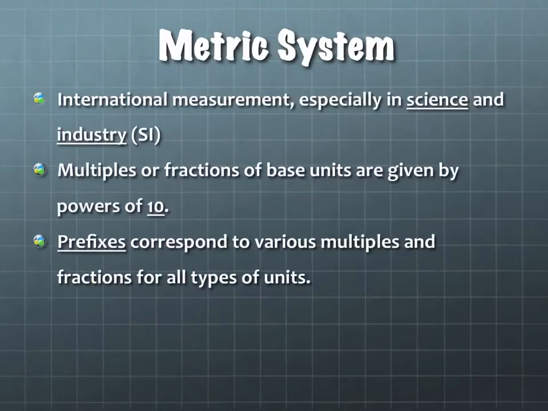Okay, so let's look at the metric system a little bit more fully. We talked about this in generalities last time. We're going to talk more specifics today from your book's perspective anyway. The metric system is an international measurement. It's used especially in science and industry. It uses multiples or fractions of base units that are given by powers of 10. Everything's in powers of 10. The prefixes correspond to various multiples and fractions for all types of units.